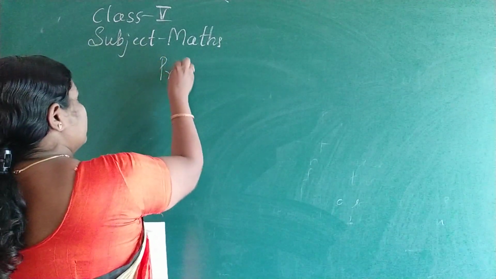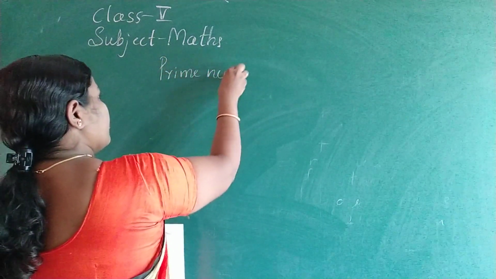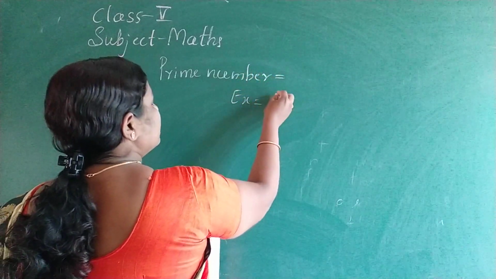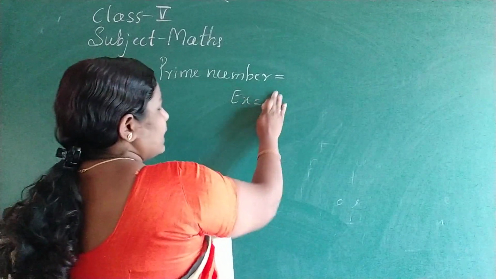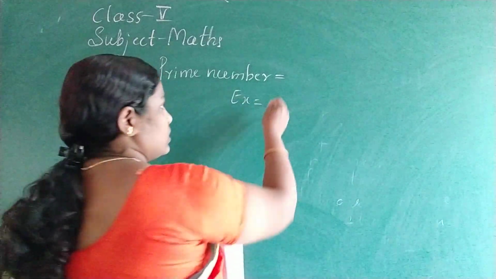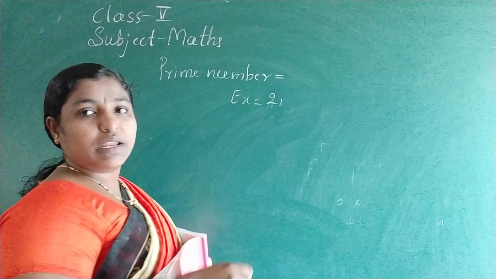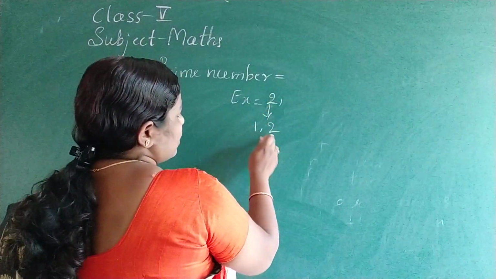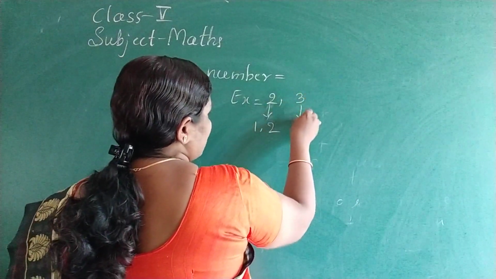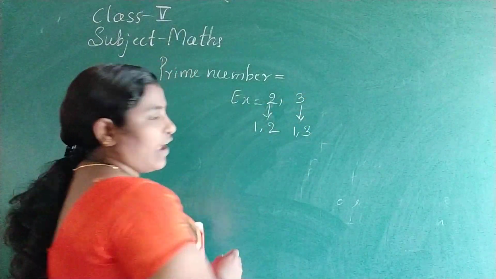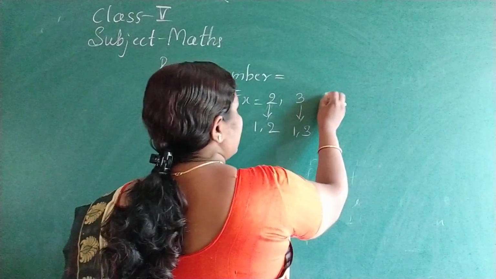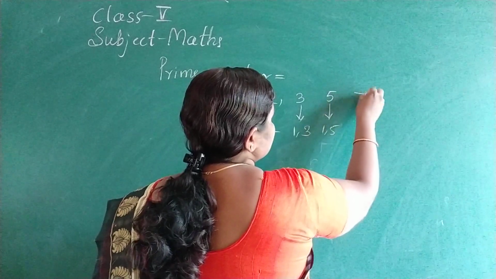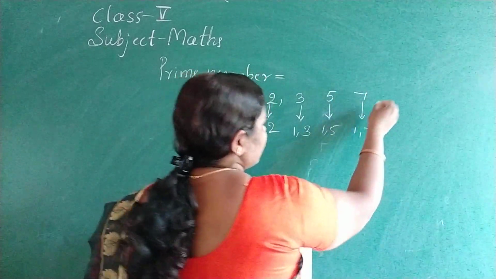Prime number. Example. 1 is neither prime nor composite. So the smallest prime number is 2, because 2 has only two factors, 1 and 2. Then 3 is also a prime number. Its factors are 1 and 3. Then 5, its factors are 1 and 5. 7, 1 and 7.